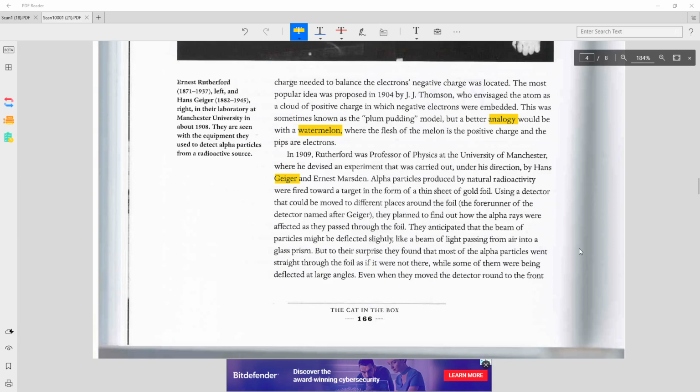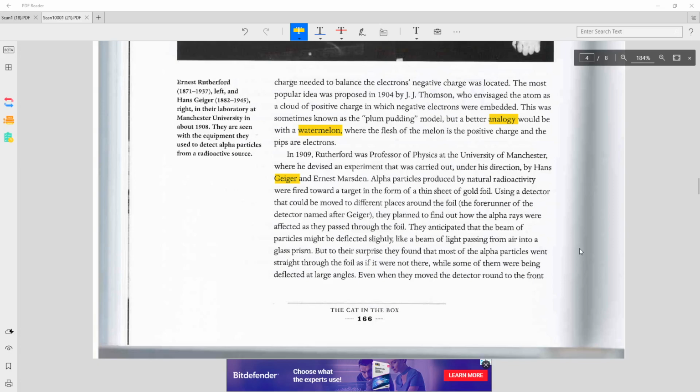In 1909, Rutherford was professor of physics at the University of Manchester, where he devised an experiment that was carried out under his direction by Hans Geiger and Ernest Marsden. Alpha particles produced by natural radioactivity were fired toward a target in the form of a thin sheet of gold foil, using a detector that could be moved to different places around the foil, the forerunner of the detector named after Geiger.